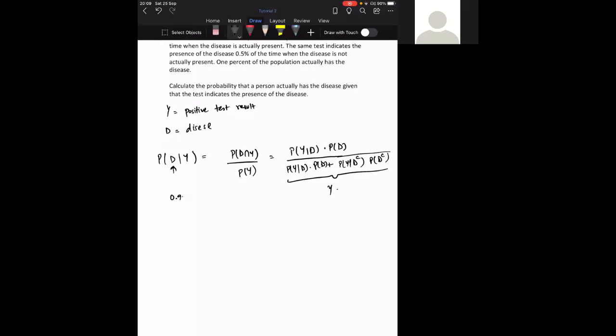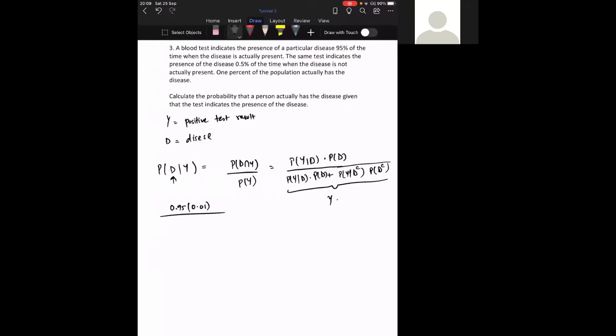Solve this. You get, just plugging in the values. We know okay, sorry, let me first write down here. We know the probability that the test is positive given that the disease is actually there is 95%, which is 0.95.